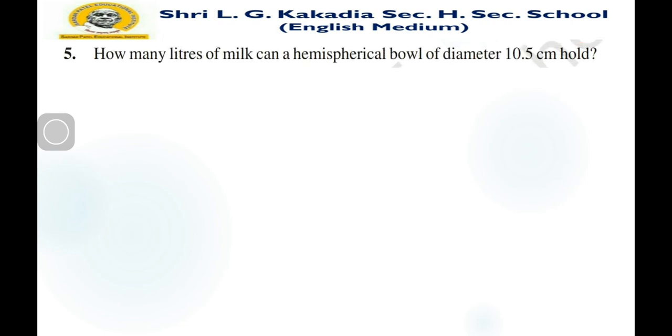Next example, how many liters of milk can a hemispherical bowl of diameter 10.5 centimeter hold? Means we want to find the volume of hemispherical bowl, that is equal to the volume of milk in the bowl. After that we convert the capacity in liters.